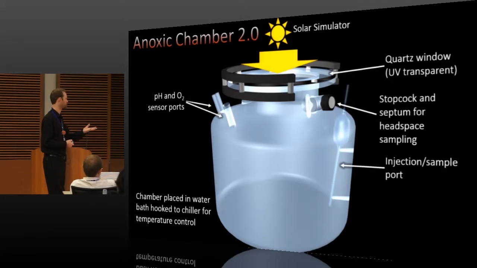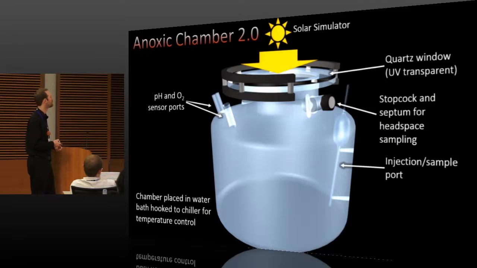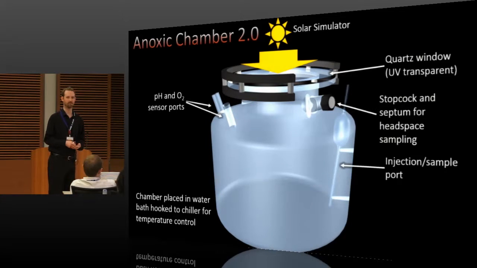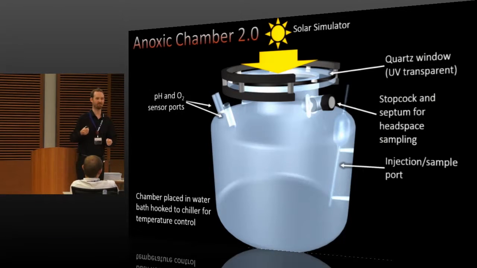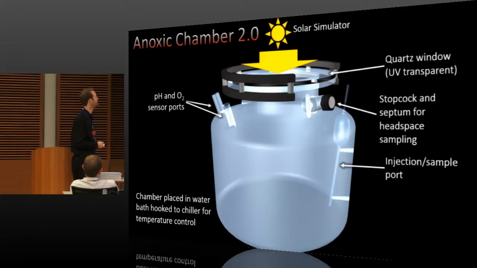This entire thing can be placed in a water bath hooked to a chiller for temperature control, because it will heat up, it is getting hit with the power of the sun. And then this is an interesting injection and sample port. So mix things up, the seawater separately, deoxygenate it, and then inject it into the chamber through this long, skinny tube. And you don't even have to seal it. It's so long and thin that it will take oxygen longer than the course of the experiment to diffuse down it. But when you want to sample it, you just stick a needle right down in there. It's absolutely genius. Thank the guys in Denmark for that.